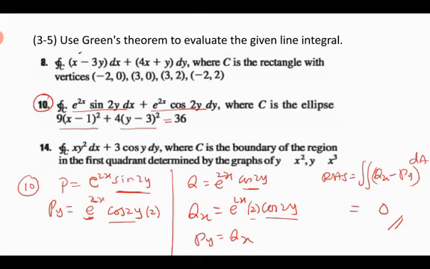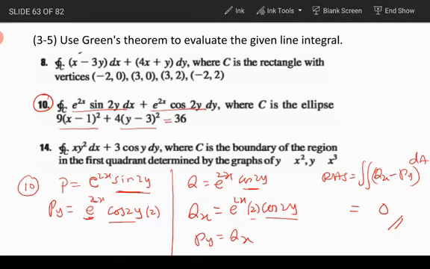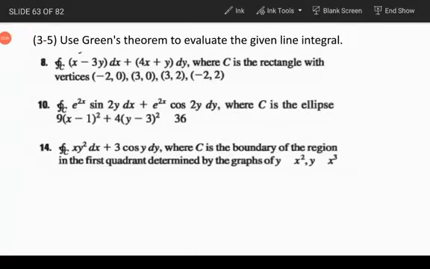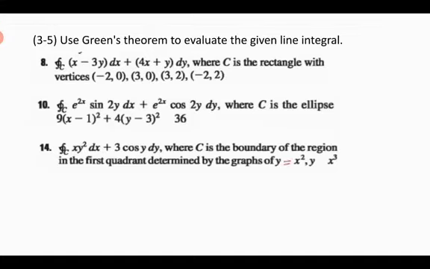Problem number 14 is to be solved now. Yes, sir, problem number 14. White sheet, separate sheet, we will solve it. Let's get the terms in order. This is y is equal to x square, this is y is equal to x cube. The curve C is the boundary of the region in the first quadrant determined by the graphs y is equal to x square and y is equal to x cube.